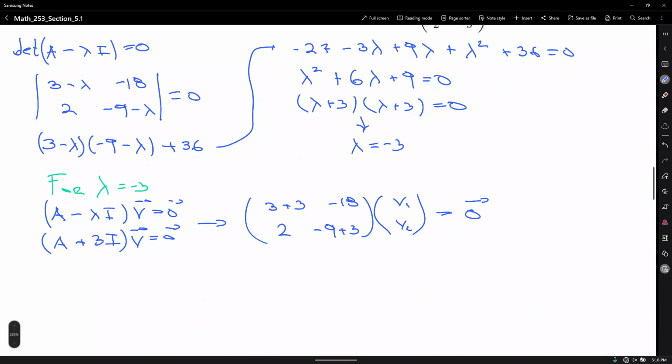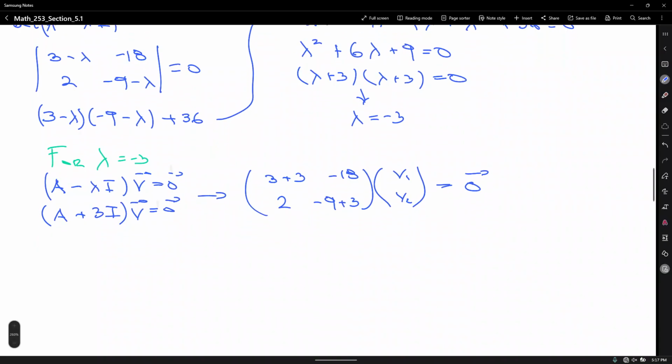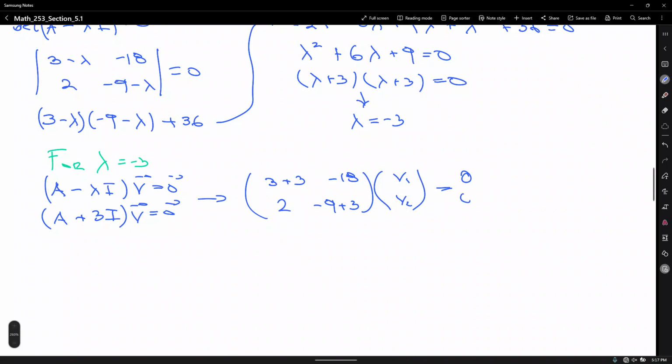Because this is a vector equation, technically a system of equations, isn't it? So simplify this, and if it works better for you guys, write this in terms of an augmented matrix. It's a more compact notation. 3 plus 3 equals 6, and -18 remains the same. 2 remains the same. 3 minus 9 is -6. And with a bar, 0, 0. That's how we denote an augmented matrix. It's a more compact, more convenient notation.